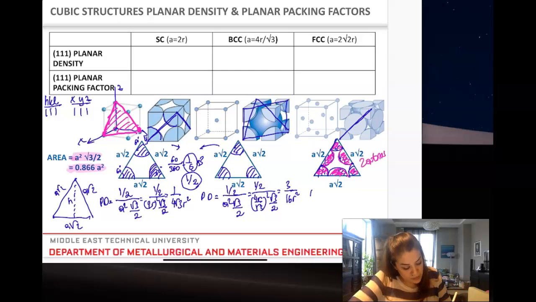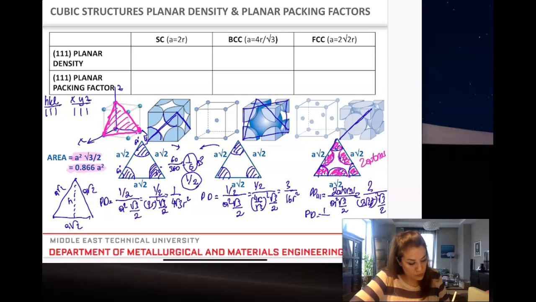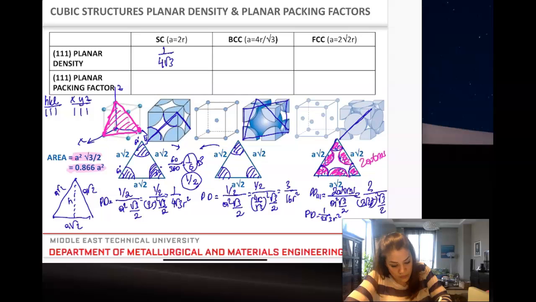If I calculate the planar density for 111 in FCC, it is two atoms over a squared, square root of 3 over 2. What is my a equal to? 2 square root of 2 r. And if I do that, 2 square root of 2 r squared, square root of 3 over 2, my planar density is equal to 1 over 2 square root of 3 r squared. Let's write them down. 1 over 4 square root of 3 r squared, 3 over 16 r squared, and 1 over 2 square root of 3 r squared.